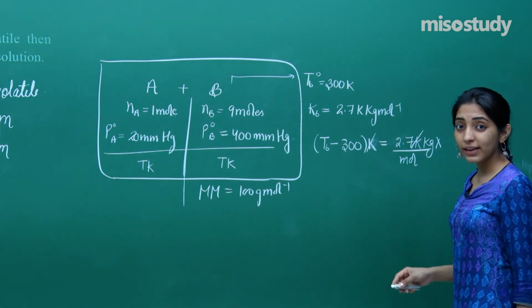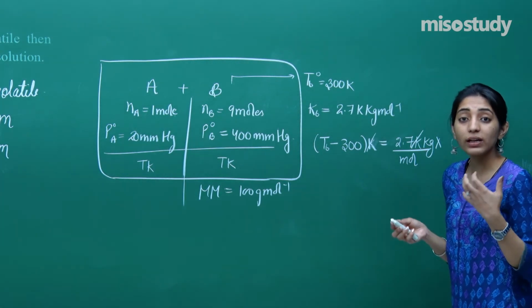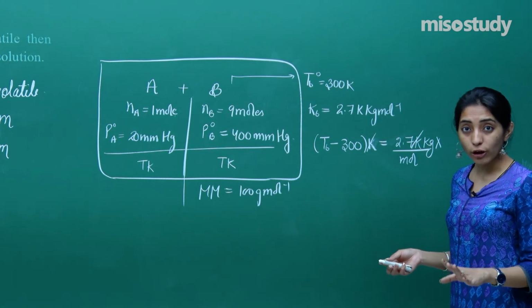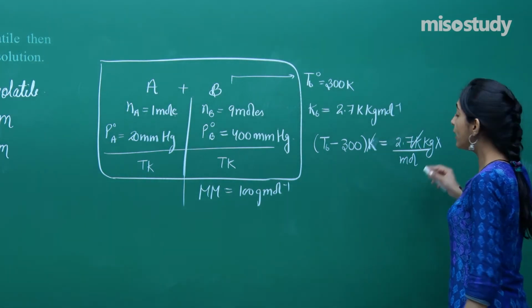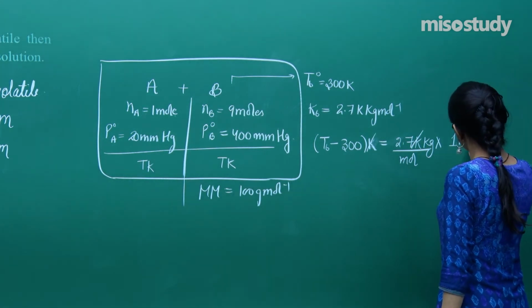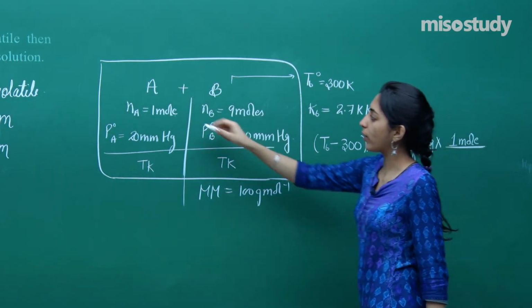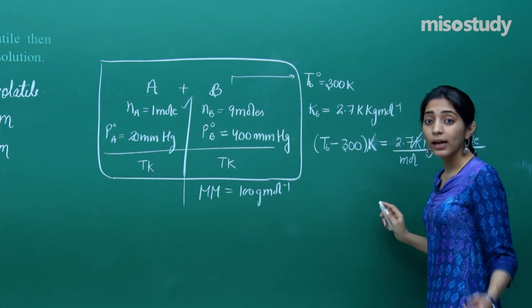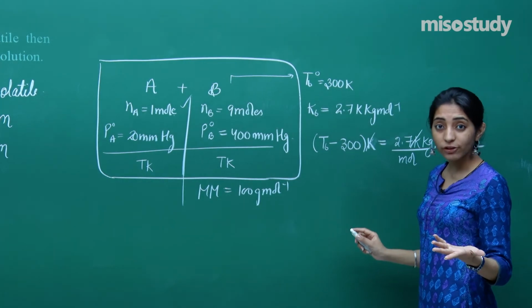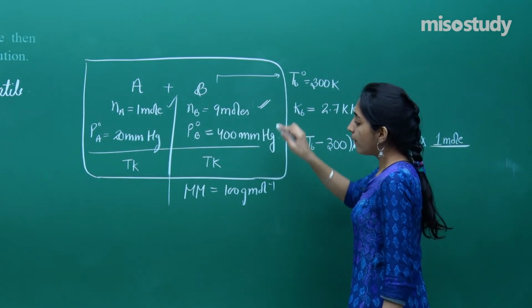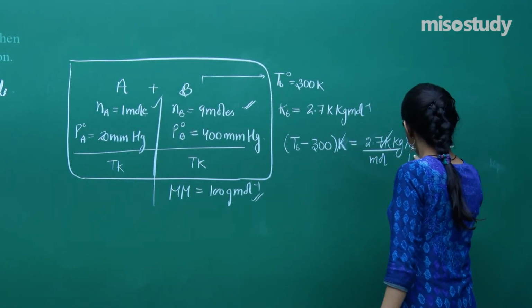Now what is molality? Molality of the solution in terms of solute. So molality will be number of moles of solute, which is 1 mole of A, divided by mass of solvent in kg. Now mass of solvent means, see, molar mass is there as 100 grams per mole.